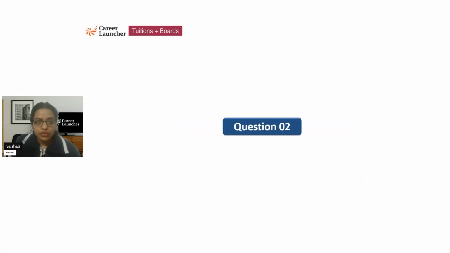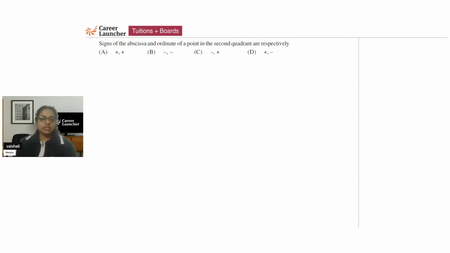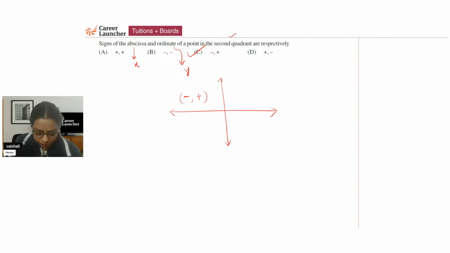Now let's move on to the next question. Question number 2. Signs of the abscissa and ordinate. Abscissa means x-axis and ordinate means y. अब second quadrant में क्या sign होता है? So you can just roughly draw and see. Second quadrant में my x is negative but my y is positive. So which option is correct? Option C is going to be correct for this question, right?